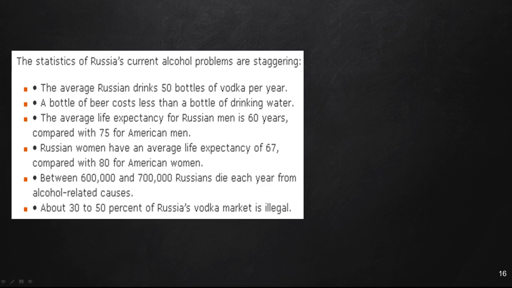In an earlier lecture, I mentioned the problems Russia faces with alcoholism and smoking. Here are some statistics, but you don't need to know them for a quiz. The average Russian drinks 50 bottles of vodka per year. A bottle of beer costs less than a bottle of drinking water. The average life expectancy for Russian men is 60 years, compared with 75 for American men. Russian women have an average life expectancy of 67 years, compared to 80 for American women. Between 600,000 and 700,000 Russians die each year from alcohol-related causes. About 30 to 50% of Russia's vodka market is illegal.